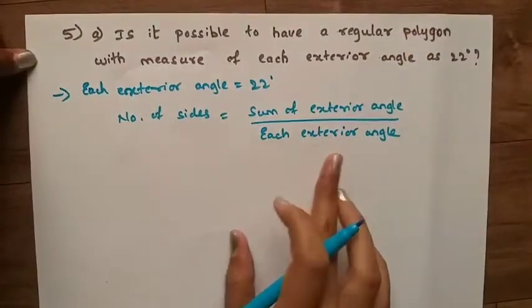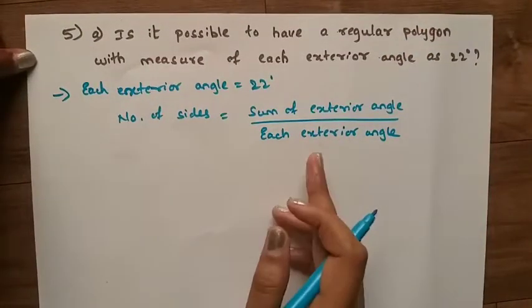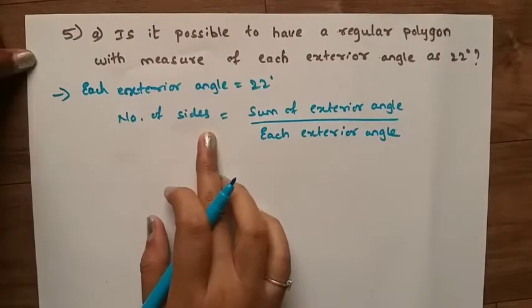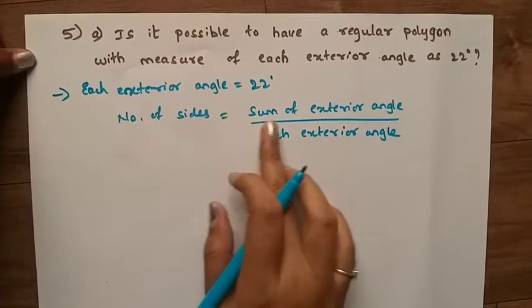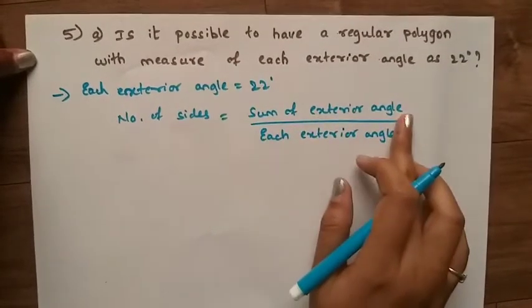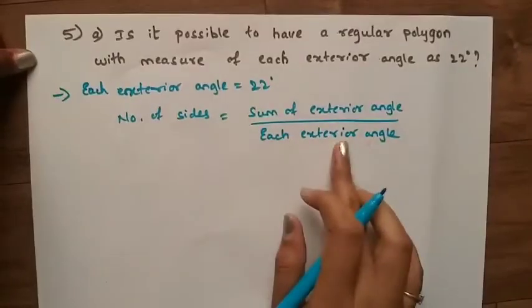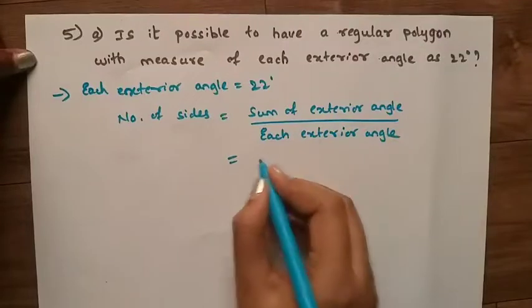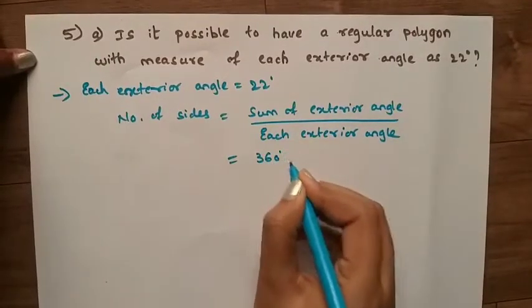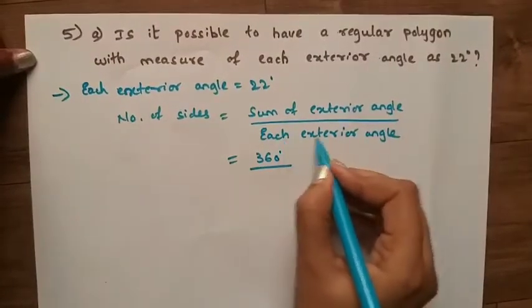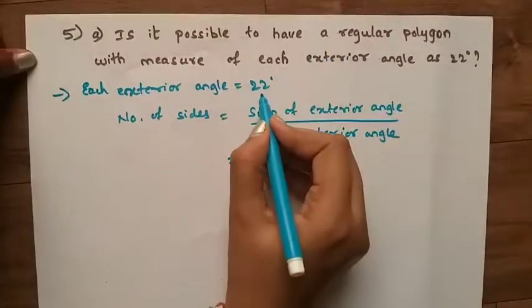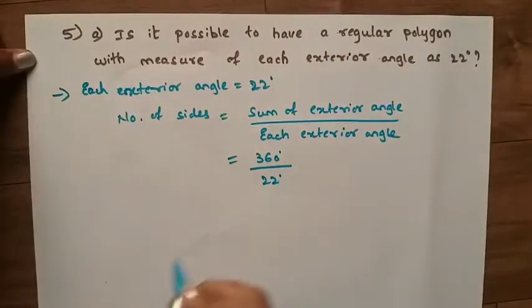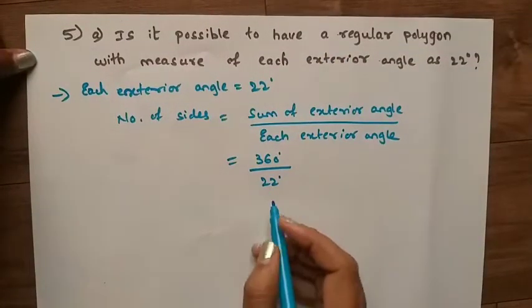So first we have to find the number of sides. The formula is number of sides is equal to the sum of exterior angles divided by each exterior angle. Here we know that the sum of exterior angles is always 360 degrees, divided by each exterior angle, which is given in the question, the value is 22 degrees. So now let's divide.